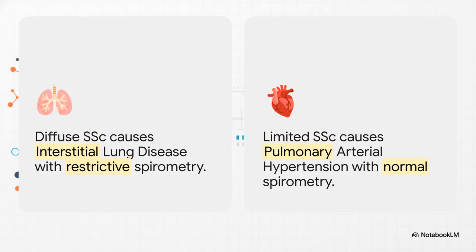In sharp contrast, limited systemic sclerosis bypasses the lung parenchyma entirely. It directly remodels the pulmonary vasculature, causing isolated pulmonary arterial hypertension. So you're going to see completely normal spirometry, clear lungs on an X-ray, and signs of right ventricular hypertrophy.